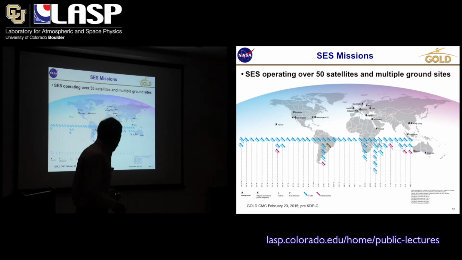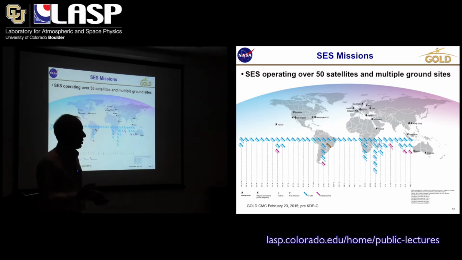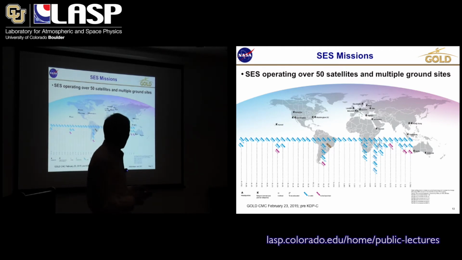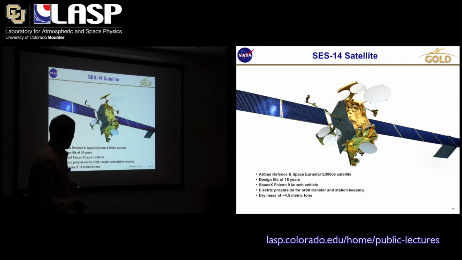I think them and Intelsat are the two biggest commercial companies providing communications. At least a year or two ago, when I was keeping closer track of this, it went back and forth as to who had the most satellites up. The satellite we're flying on is built by Airbus Defense and Space. This E right here means it's electric propulsion.